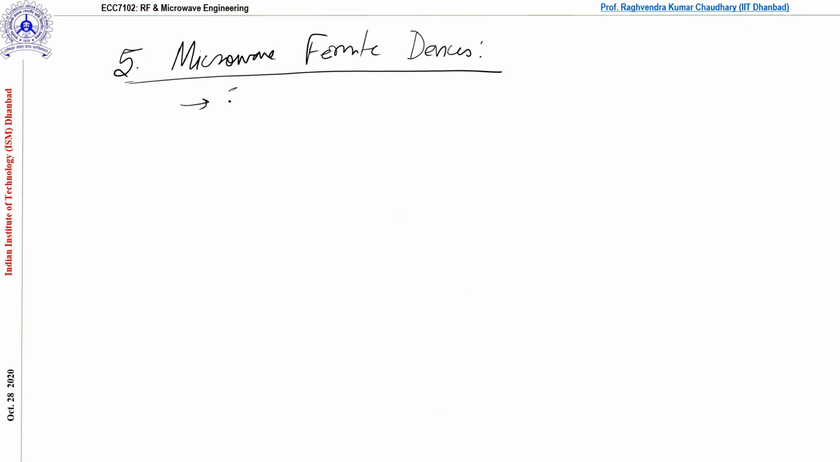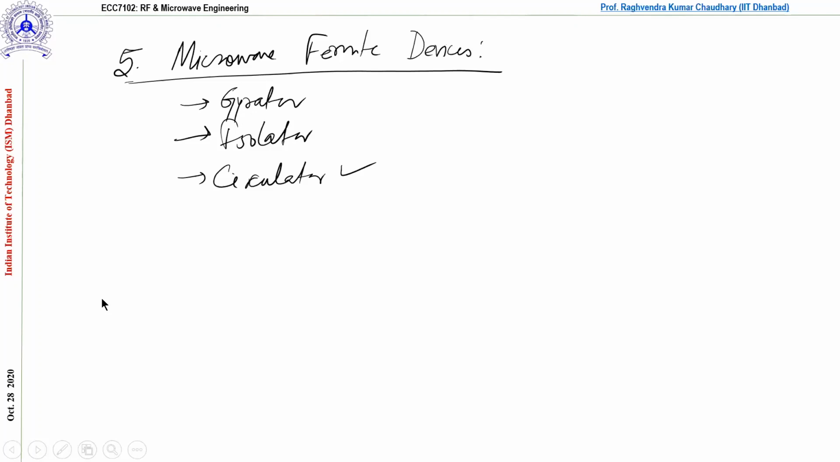Fine. Here we'll see gyrator, then isolator, and circulator. It's very much important in these things. Circulator is one of the very important components in a microwave device. It actually stops the backward propagation in some applications. Okay.